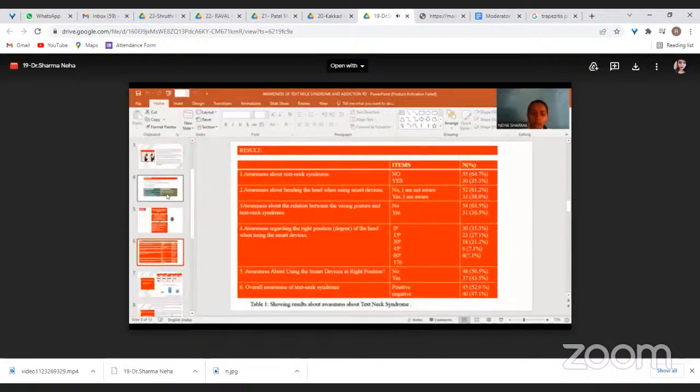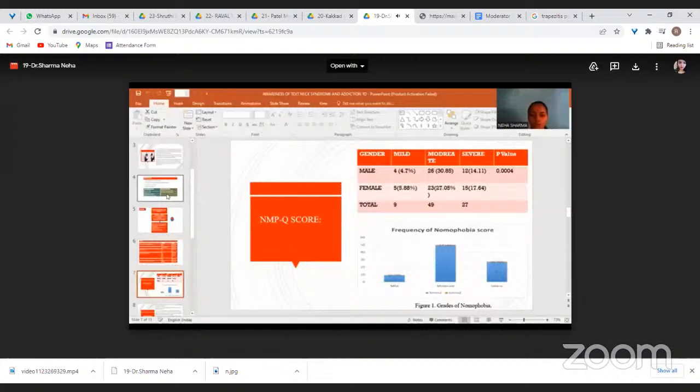Results regarding the awareness of text-neck syndrome: 64.7% have no awareness about text-neck syndrome and only 35.3% are aware of it. These are all the content of text-neck syndrome, and overall awareness of text-neck syndrome is positive 52.9% and negative 47.1%.